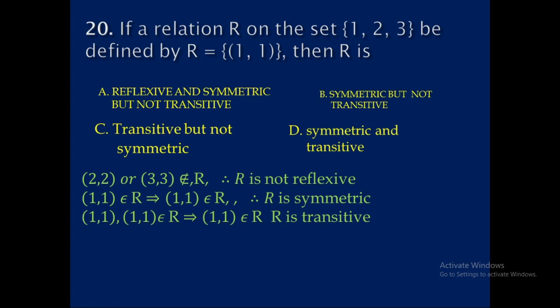Either by the contradiction method, or you can say that a trivial relation is always transitive. Just remember, a relation containing only one element is always transitive. Therefore, you can say that this relation is symmetric and transitive. Therefore, option D is the correct option.